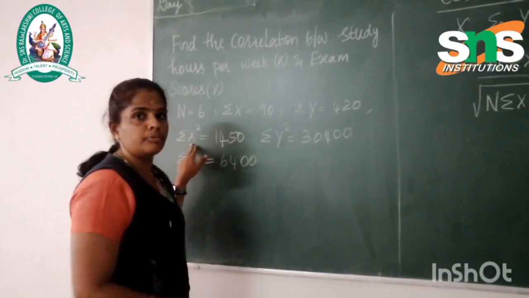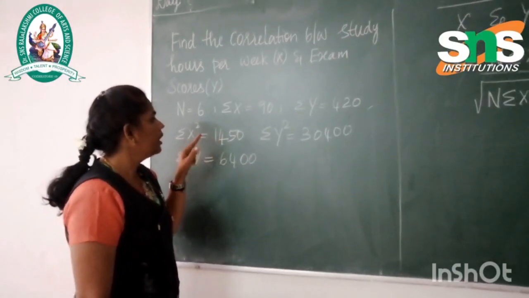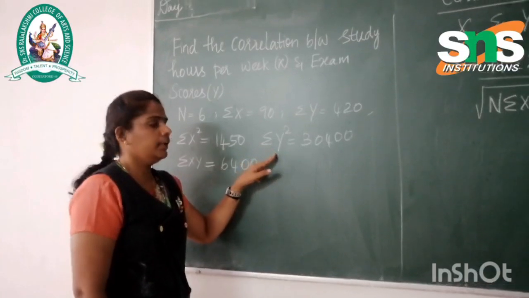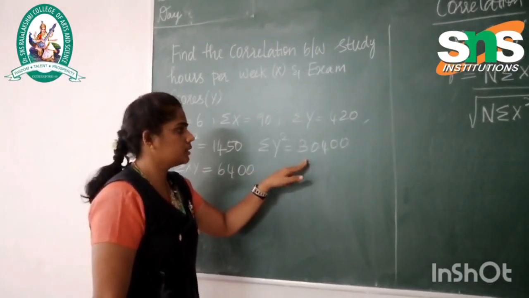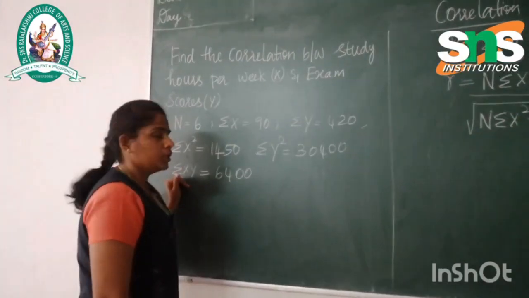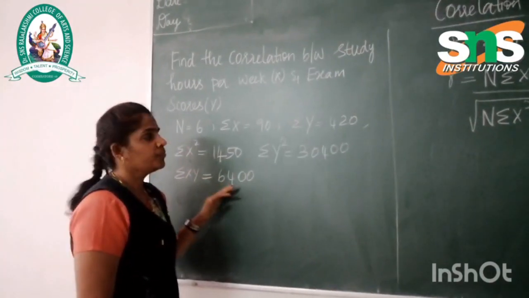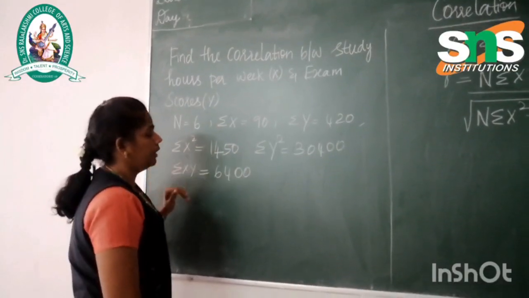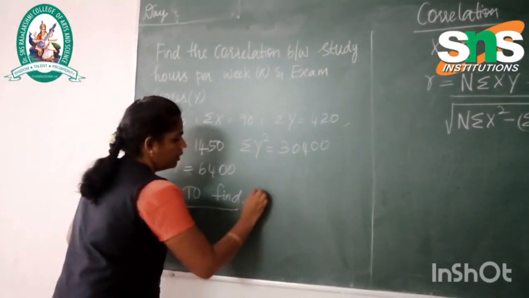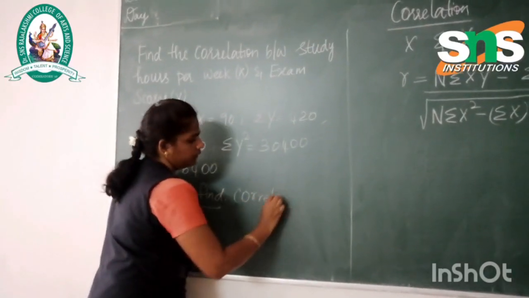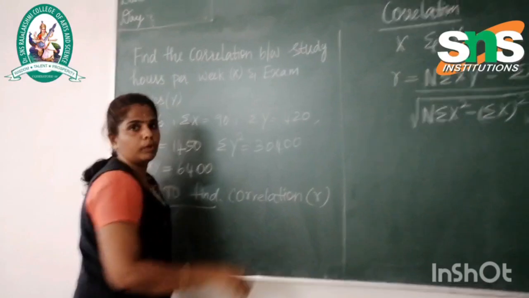Summation x square: if we square the x variables and sum them altogether, we get 1450. Similarly, the sum of the squared y variables is 30,400. Summation xy, the sum of the products of the two variables, is 6,400. These are the given data. They asked us to find the value of the correlation, that is, the relationship between these two x and y values.